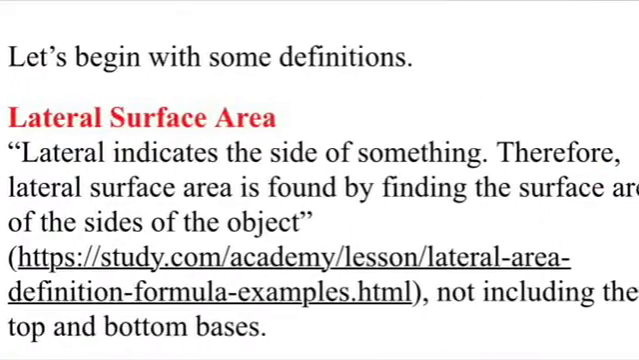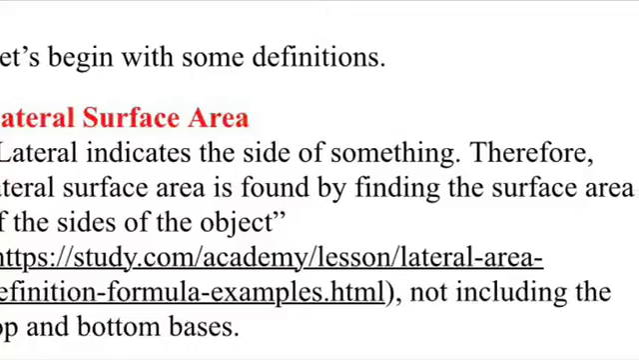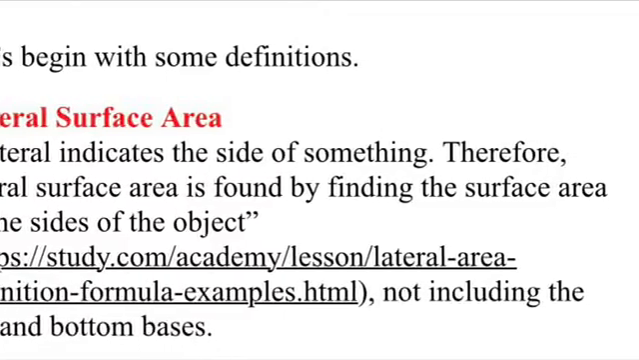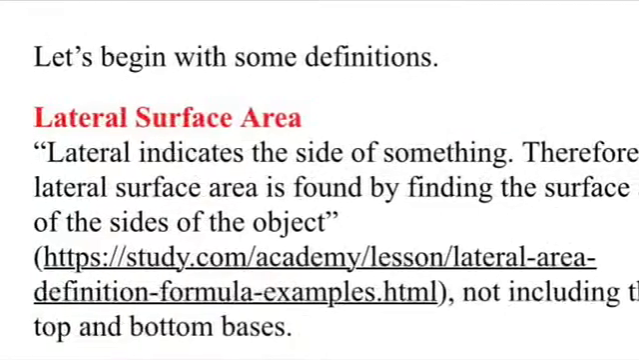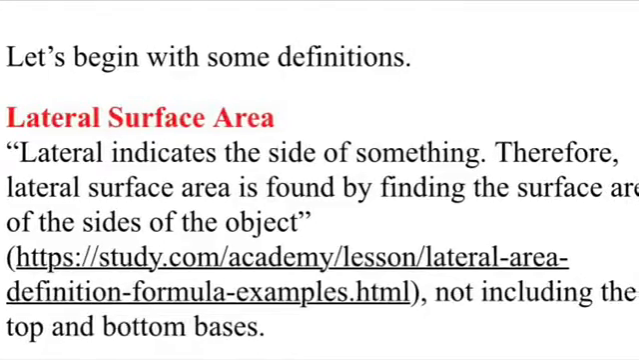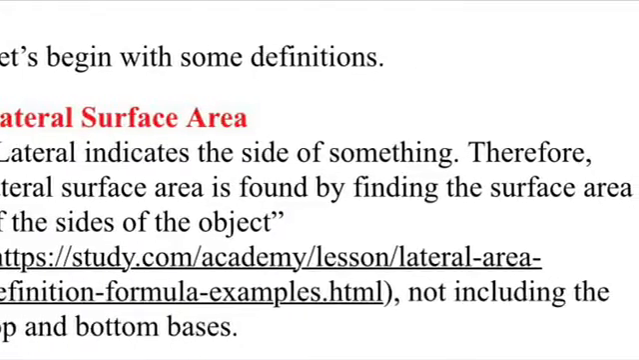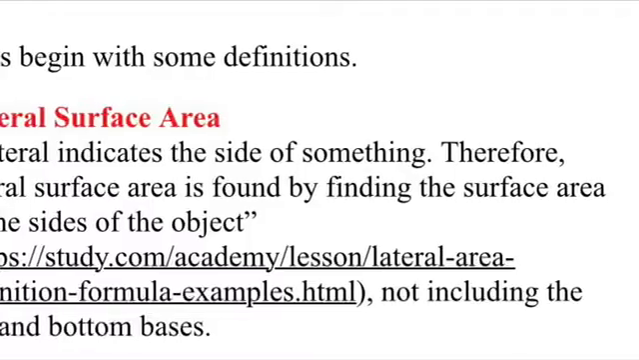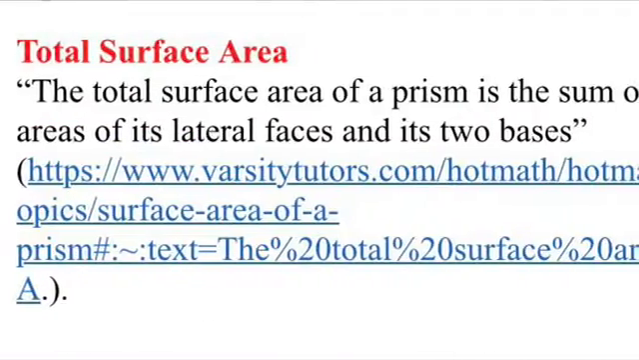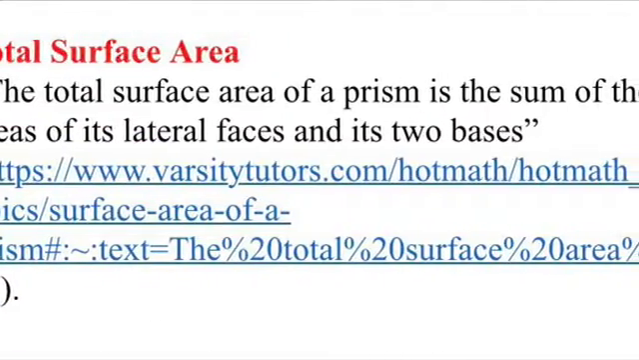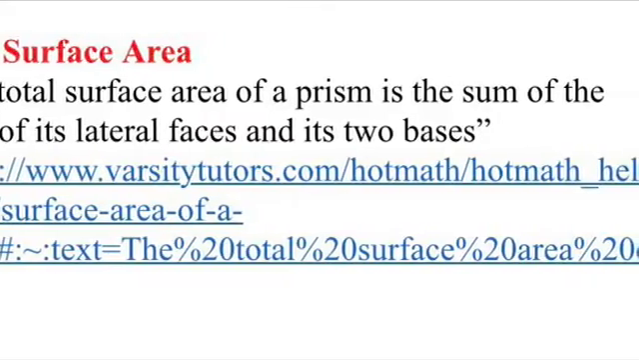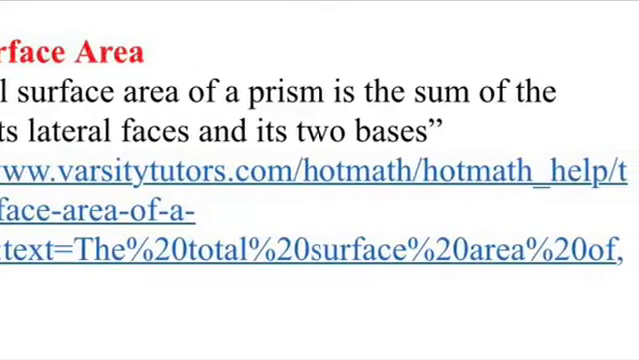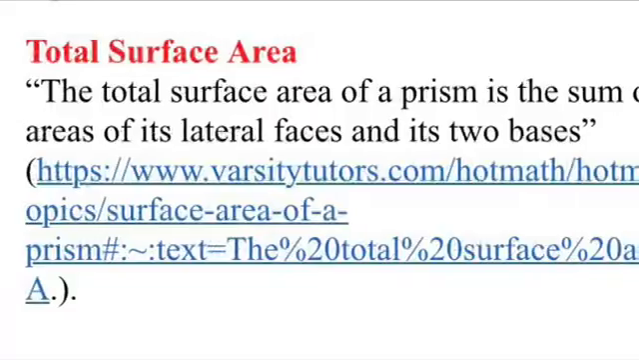Lateral indicates the side of something. Therefore, lateral surface area is found by finding the surface area of the sides of an object, not including the top and bottom bases. Total surface area of a prism is the sum of the areas of its lateral faces plus the area of the two bases.